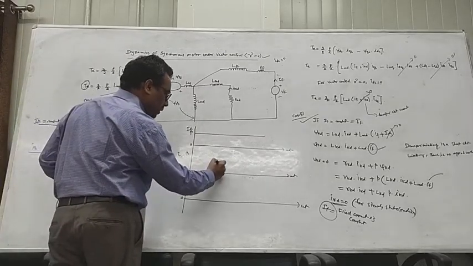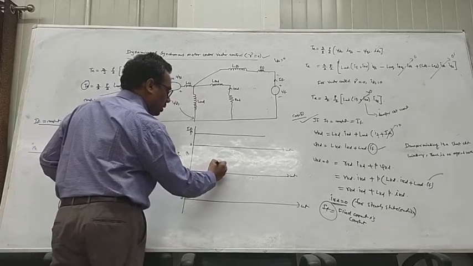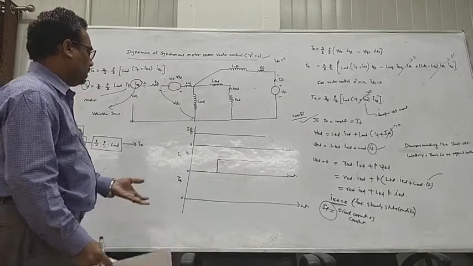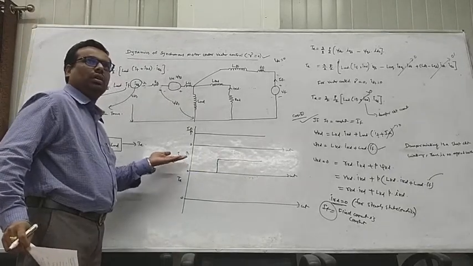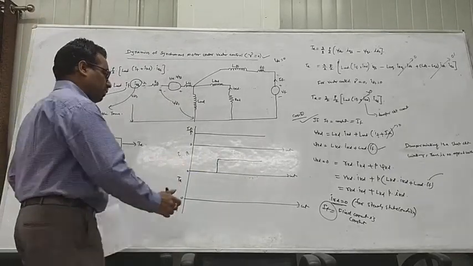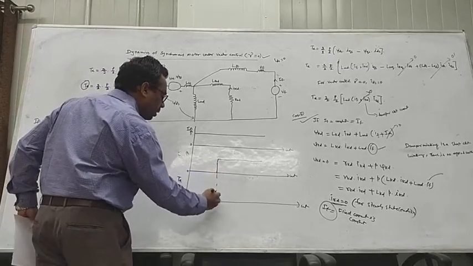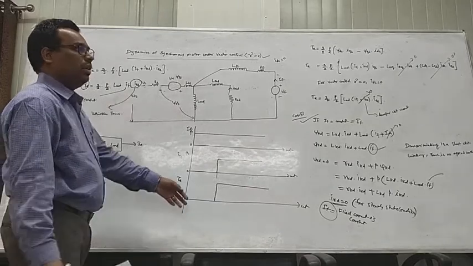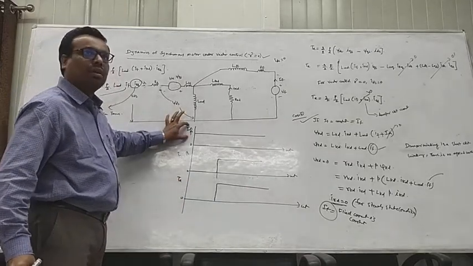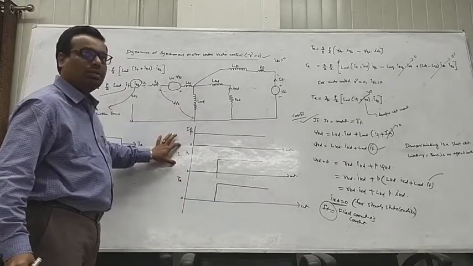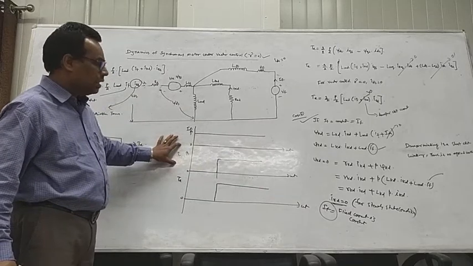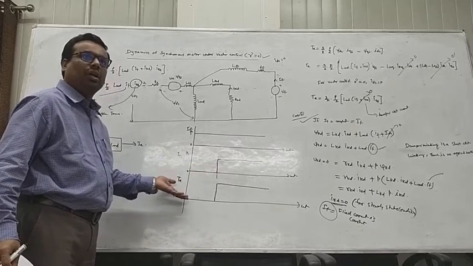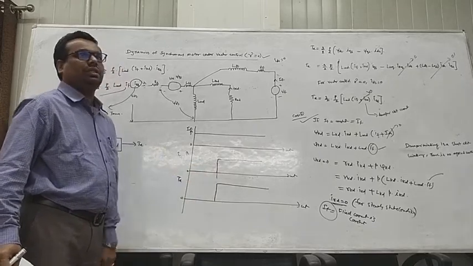Suppose at this particular instant of time, the current IQS is changed by a step. When you change the IQS value in a step response, without any delay the torque also changes instantaneously. This is the torque response. The field current is kept constant, and only the IQS value is changing. For a step change in IQS, the electromagnetic torque also changes correspondingly.